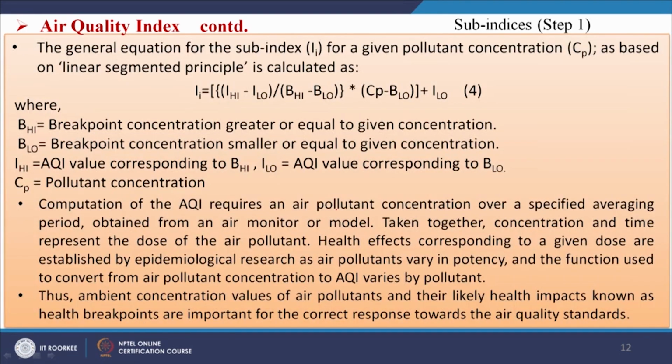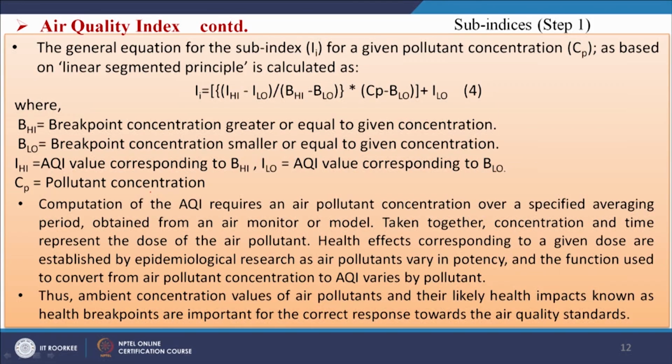Another method for the determination of sub indices is mentioned here. The general equation for the sub index I_p for a given pollutant concentration C_p, based on a linear segmented principle, is calculated as: I_p is equal to (I_HI minus I_LO) divided by (B_HI minus B_LO) into (C_p minus B_LO) plus I_LO, where B_HI is the breakpoint concentration greater than or equal to the given concentration, B_LO is the breakpoint concentration smaller than or equal to the given concentration, I_HI is the AQI value corresponding to B_HI, I_LO is the AQI value corresponding to B_LO, and C_p is the pollutant concentration.